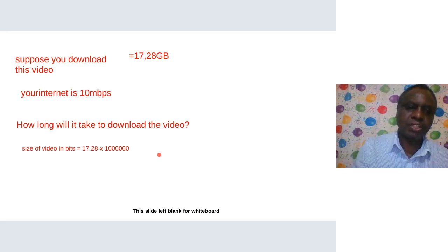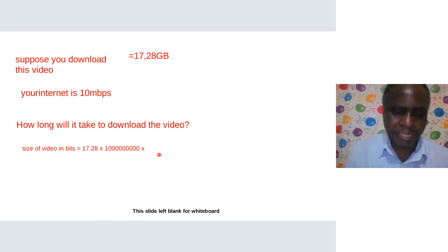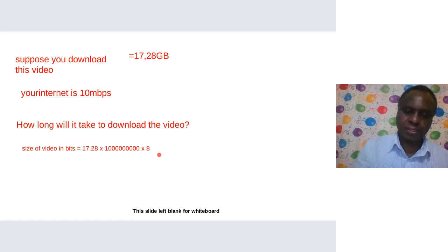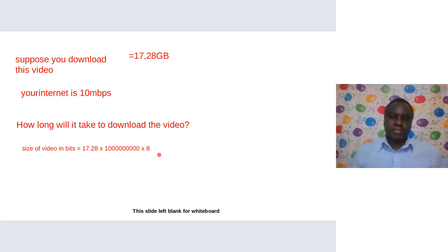You see, when you multiply by 1,000, you make it megabytes. When you multiply by another 1,000, you make it kilobytes. So you need to multiply by another 1,000 to make it bytes. Okay, so these now are bytes. Then multiply by 8 to make them bits. Multiply by 8 to make them bits. So this now will be bits.